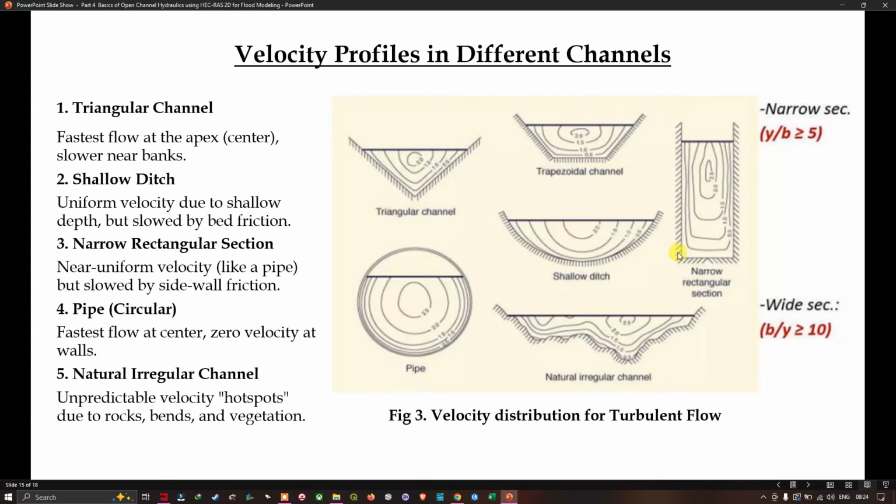And the next section is the pipe. So it is the fastest flow at the center. So the pipe has the fastest flow at the center and zero velocity at the walls.